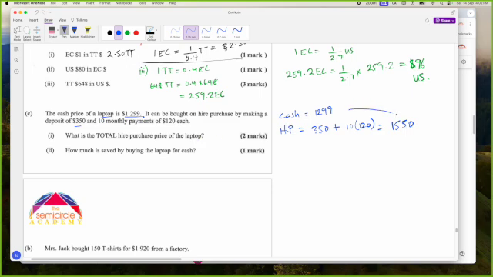We'll look at the difference there now. Punishing poor people again, right? What is the total hire purchase price of the laptop? Well, that is the total, so this is number one. Number two, how much is saved by buying the laptop for cash? Well, if you're rich and you can afford it, you will save money. How much will you save?